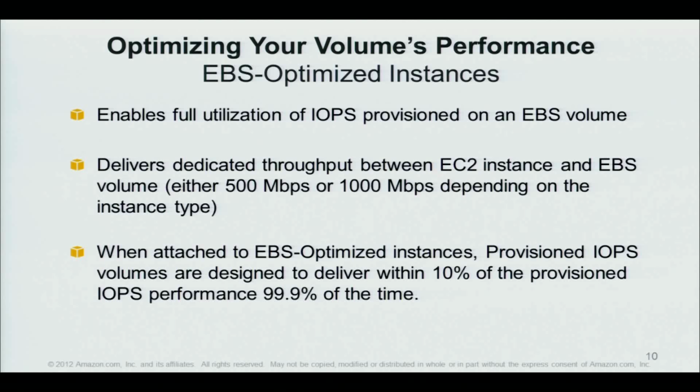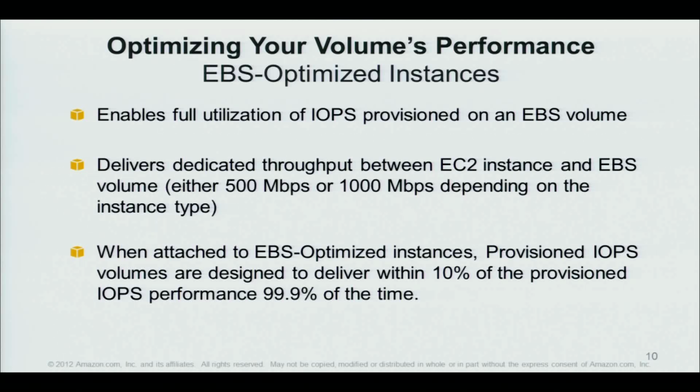I'll now cover some things you can do to optimize your Provisioned IOPS volume performance for your database workloads. The first thing you can do is utilize EBS Optimized Instances. EBS Optimized Instances is a new feature that we came out with in conjunction with our Provisioned IOPS volume announcement. EBS Optimized Instances allow you to fully utilize the IOPS that you provision on an EBS volume. So they allow you to create an EC2 instance that delivers dedicated throughput between your instance and your EBS volume. These optimized instances today are offered on M1 large, M1 extra large, and M2 4x extra large instances. We'll be supporting additional instances over time.